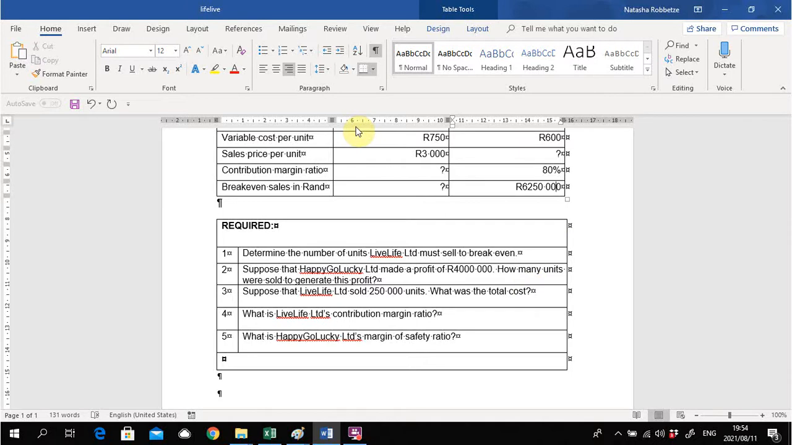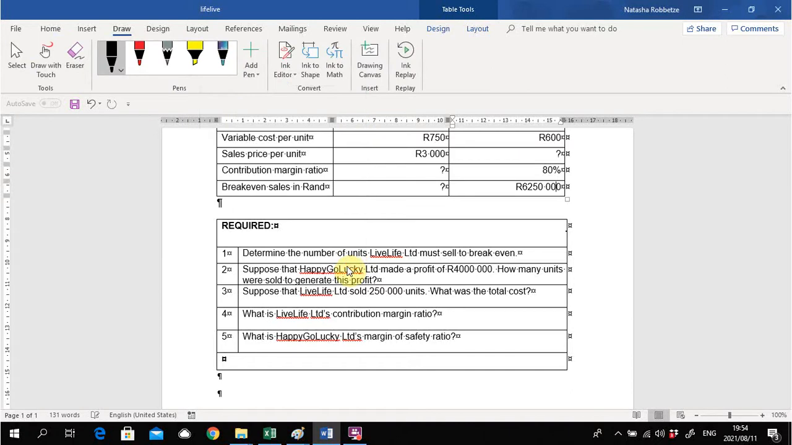In the first required part, they ask you to determine the number of units that Livelife must sell to break even. So it's break even in units. Then suppose that Happy-Go-Lucky made a profit of 4 million. So the competitor made a profit of 4 million. How many units were sold in order to generate this profit? Then in required 3, they ask you, suppose that Livelife Limited sold 250,000 units. What is the total cost?